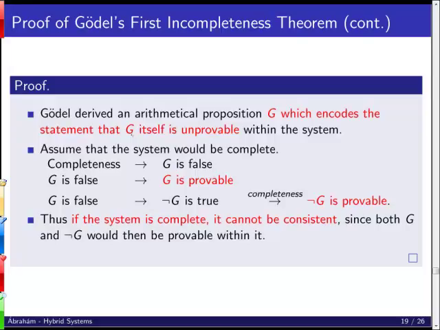That means if you have a logic where you can encode provability of statements in the logic, that means at least as expressive as Peano arithmetic, because there you can do it, then the system is always incomplete.